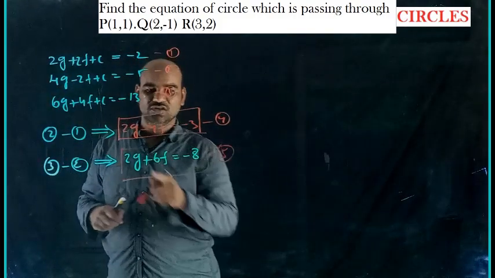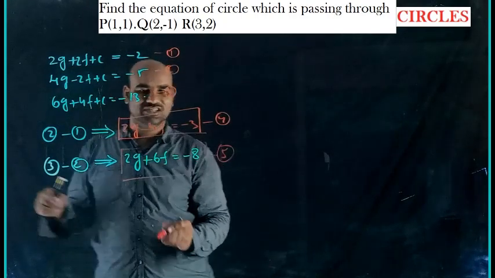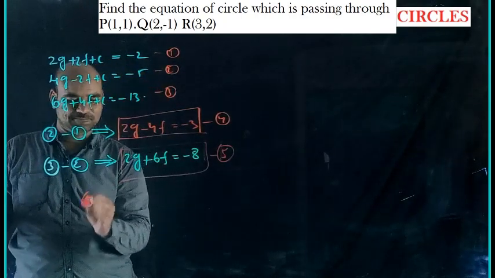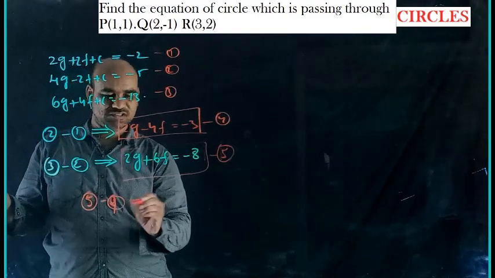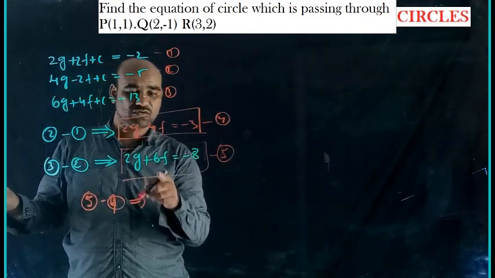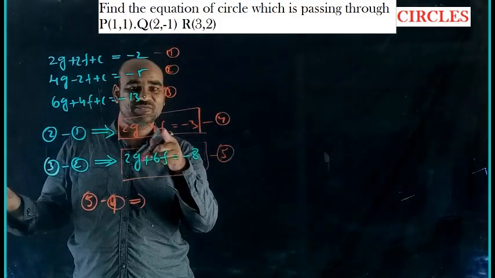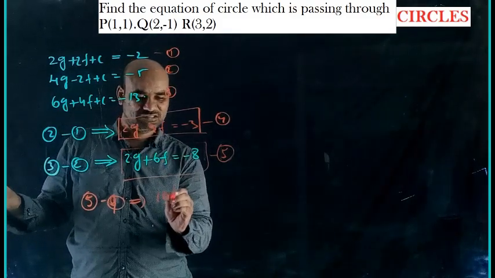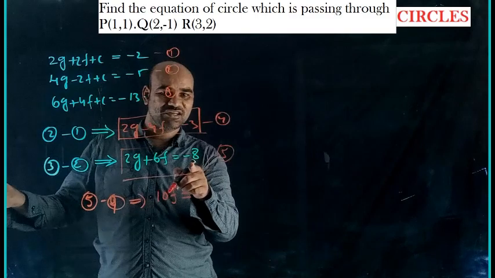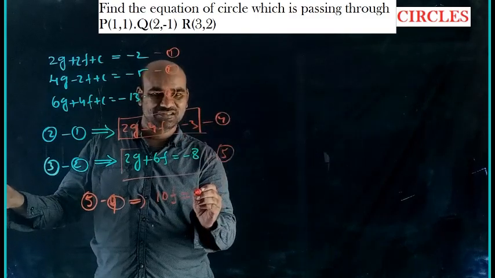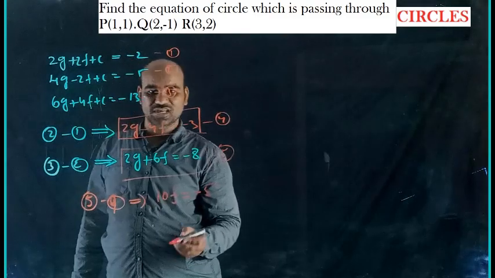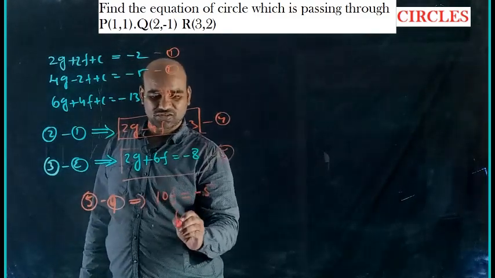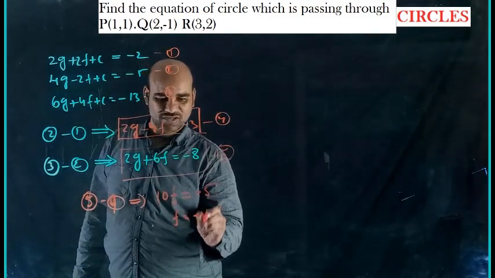Observe here. 2g, 2g. 5 minus 3. Now 5 minus 3. Sorry, 5 minus 4 implies 2g minus 2g 0. Plus 6f minus of minus 4f 10f equal to minus 8 minus of plus 3 means minus 5. So what you got here? Yeah, f equal to minus 1 by 2.